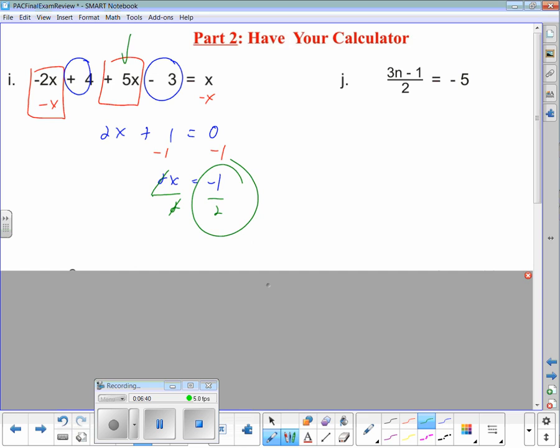Correct, and then I added to it the positive 5x's. I added all the like terms on the same side. Any other questions on that one? All right, see what you can do with J.